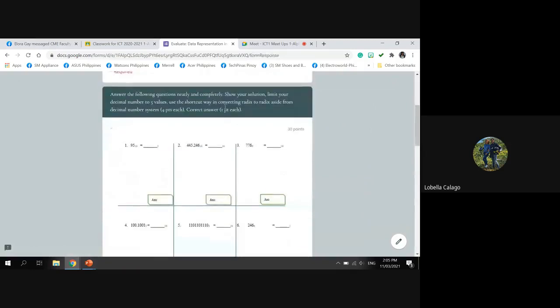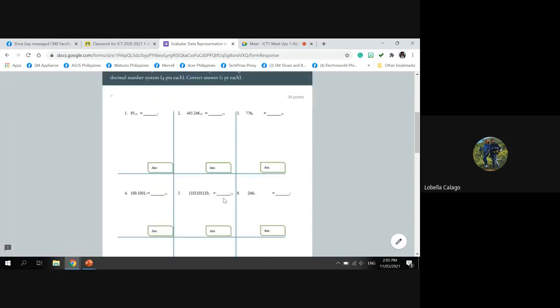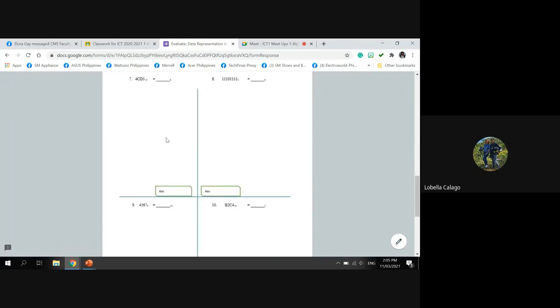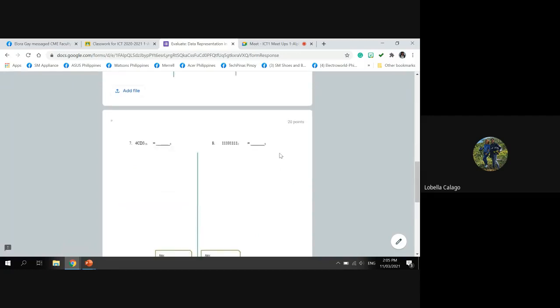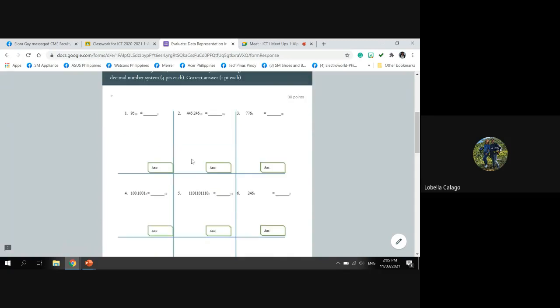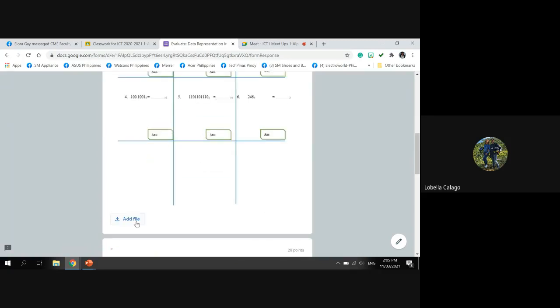And then, here, 5 points each item. So, show your solution still, and then encircle or make a square around your final answer. So, 4 points for the solution, 1 point for the final answer, a total of 5 points per item. So, you have for this page 30 points, and for numbers 7 to 10, which is another page, will be 20 points. For numbers 1 to 6, you can still add file.